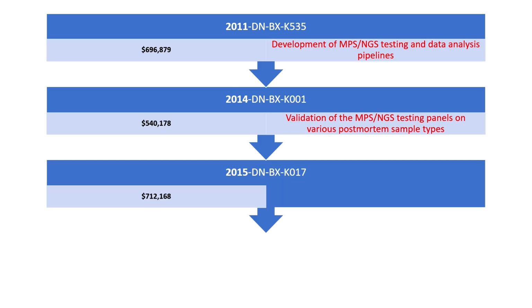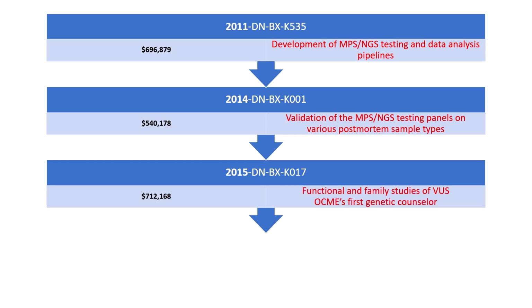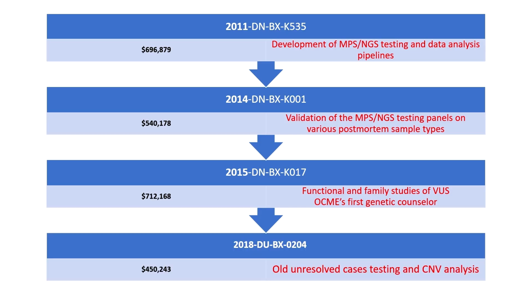The third grant, received in 2015, supported functional and family studies of variants of uncertain significance, which resulted in approximately 10 PubMed-indexed publications. The grant also supported the recruitment of the first board-certified genetic counselor in our office. The fourth grant, received in 2018, supported testing of old unresolved cases and the copy number variant analysis pipeline. We have just completed this grant and are in the process of compiling these large data sets for publications.